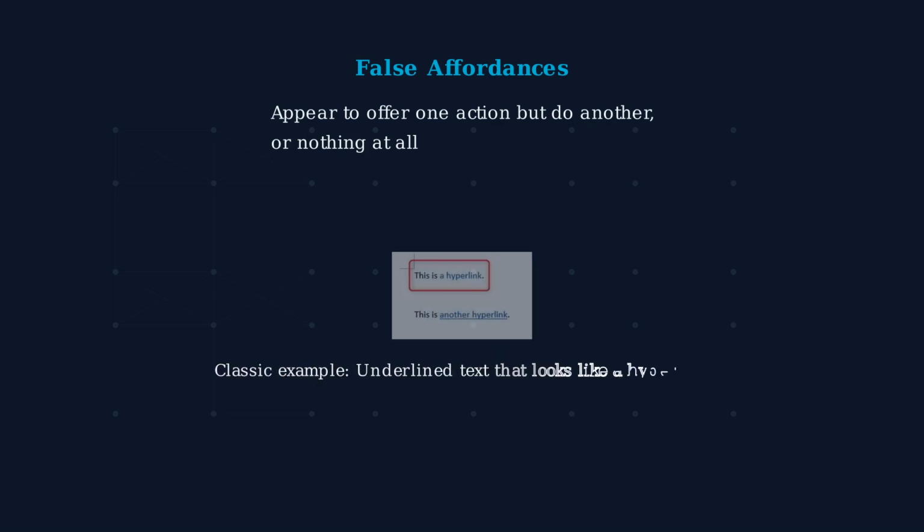Here's a classic example of false affordances. This underlined text looks exactly like a hyperlink that users would expect to click, but it's actually just decorative formatting. Users will try to click it and become frustrated when nothing happens.